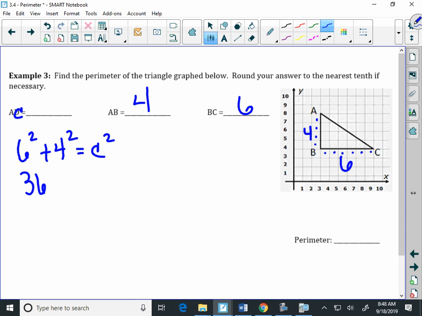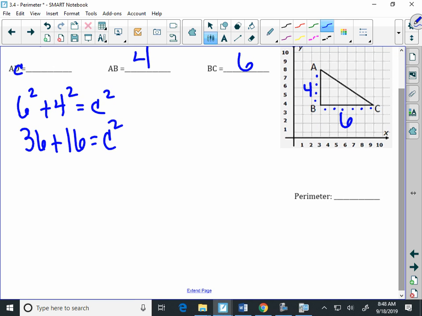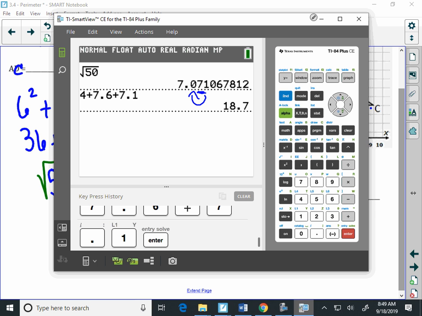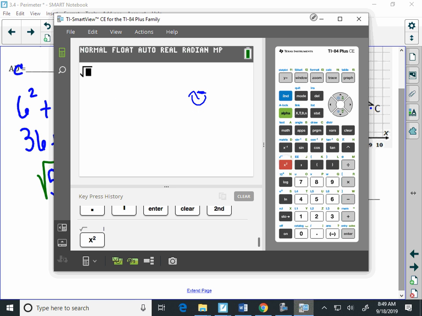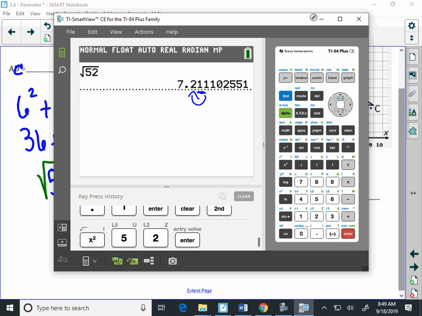6 squared is 36. 4 squared is 16. And when we add these together, we get 52. And once again, to undo the squared process, we have to take the square root. So that's going to require us to type it into Desmos, or type it into a calculator. The square root of 52 gives us this decimal. And actually, the lining up worked out just perfectly in this one.